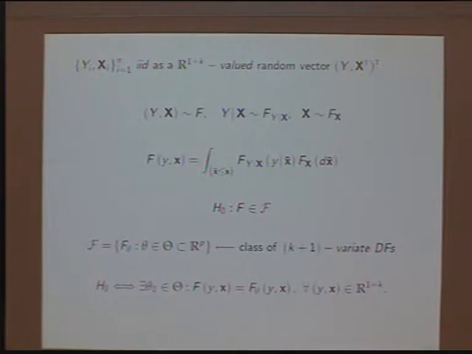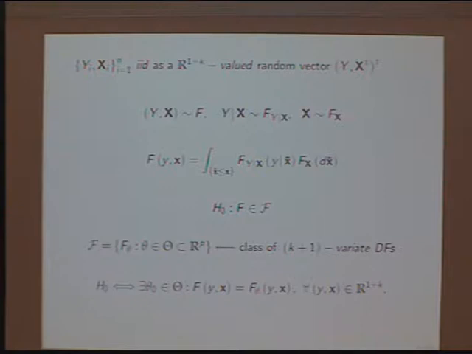Then, what about the classical Pearson test? Suppose that we have this random vector, where y is some dependent variable, and x is the vector of explanatory variables, which are IID according to some particular random vector. That is, it is a random sample. Then we are going to use the typical notation. That is, F is going to be the joint distribution, this is going to be the conditional, and this is the marginal distribution of the x's.